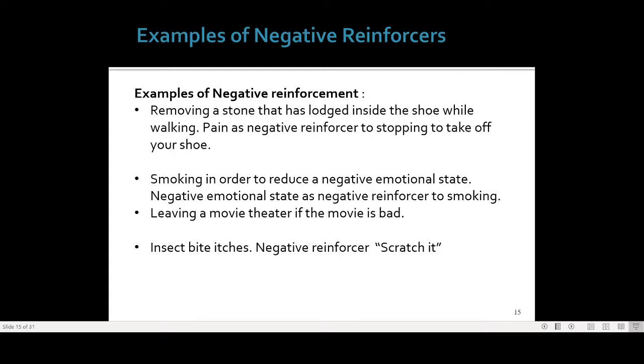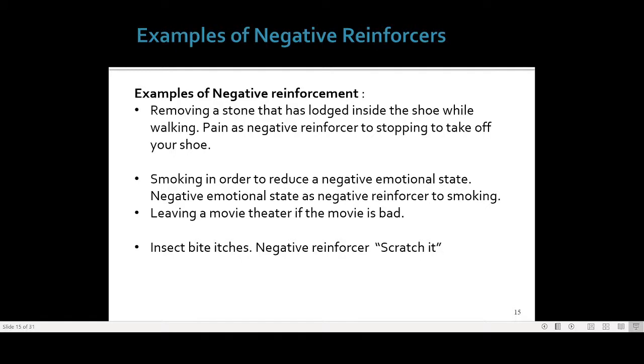Another example I can give you: some people smoke regularly because they get a negative emotional state. The negative emotional state is a negative reinforcer for smoking. So they keep on smoking to get rid of stress and negative emotions, but that strengthens smoking again and again. So they become heavy smokers.